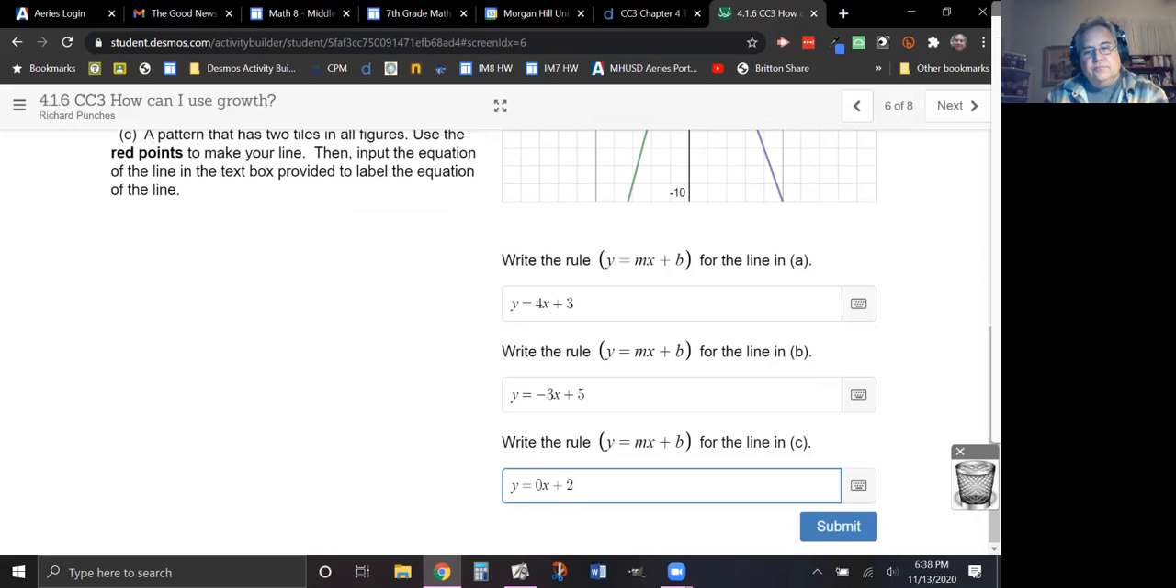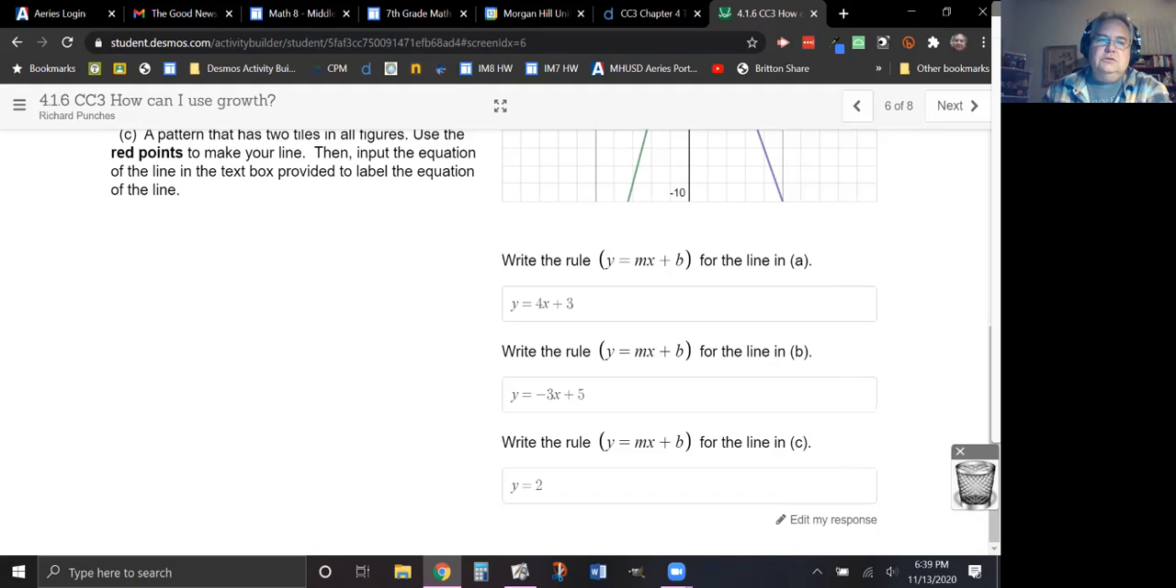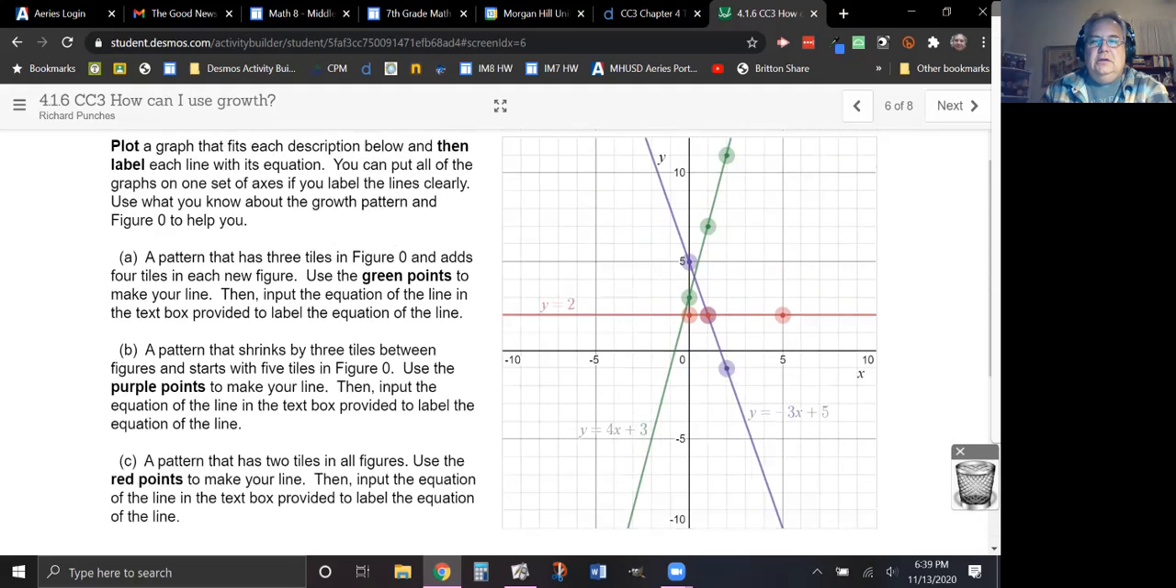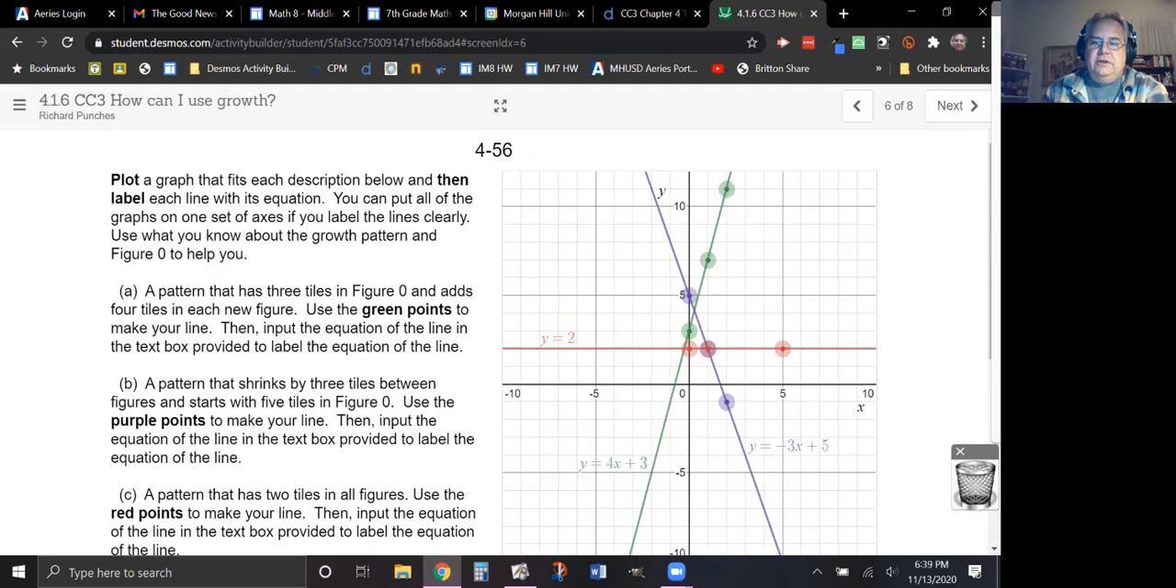But wait, 0x we don't need to see. Right? If you take 0 times anything, you get 0. Like the money in my wallet. So if I don't want to see it, I don't have to. So the shortest equation for a line where every figure has 2 tiles is y equals 2. And we'll submit those just to get them correct. Look at that graph. That's a good looking graph. And everything is labeled. If you're going to do multiple graphs, please use color too. Whenever you're doing paper and pencil, you should use color if you can.